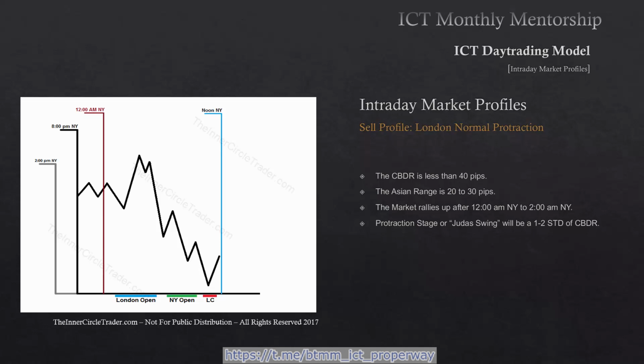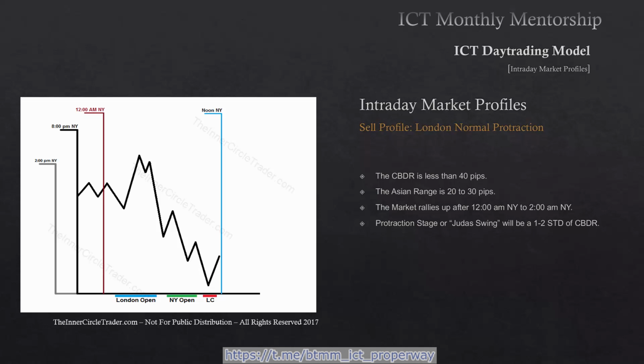And then between 8 p.m. New York time and midnight New York time, we're going to be looking for consolidation in a range of 20 to 30 pips. If they can consolidate the Asian range 20 to 30 pips after a larger than 40 pip central bank dealers range, then we can go back to electing to look for this profile.